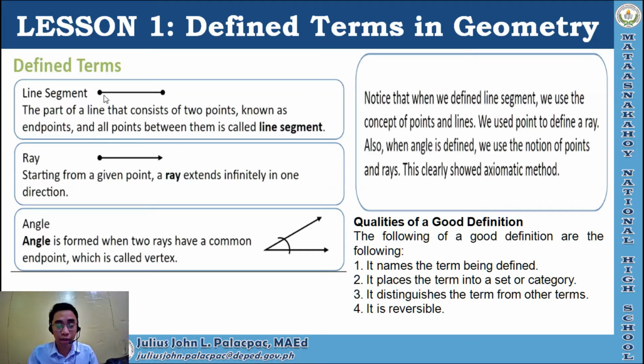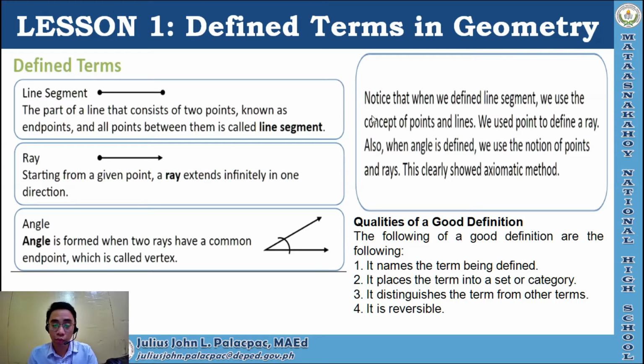Dito ulit sa line segment, may dalawang endpoint. Sa ray, isa lang endpoint. Sa angle naman, ito ay formed when two rays have a common endpoint which is called vertex. So, dalawang ray pinag-connect natin. Yung na-form natin na angle or yung parang pinaka-opening niya, yun yung tinatawag na angle.